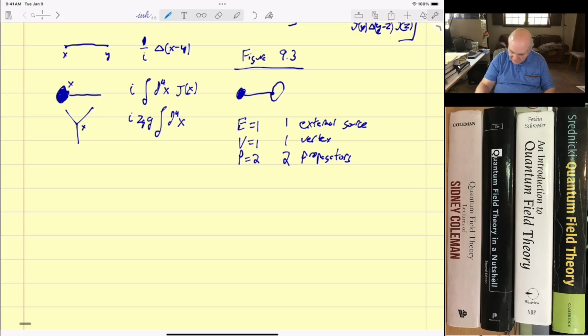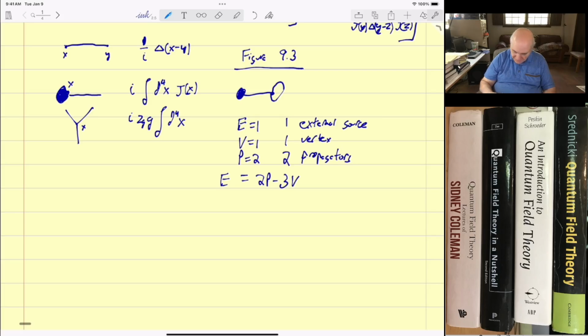There's the propagator between the source and the point, and then there's one propagator where it goes all around and connects with itself. So this is the diagram I want to work with. It satisfies an equation that Schnecker gives, E equals 2P minus 3V.